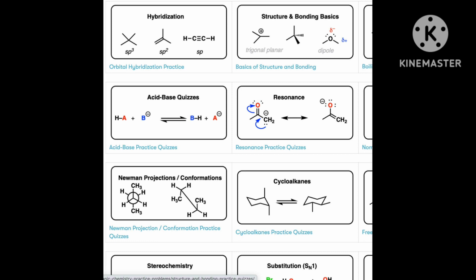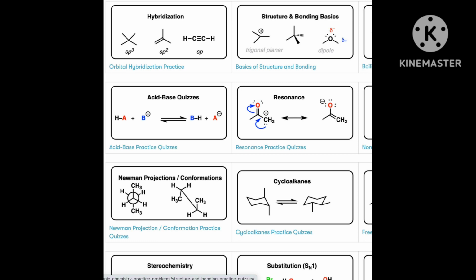I'm talking about the s character. Due to the more s character, it is closer to its nucleus and forms shorter and stronger bonds than the sp3 hybrid orbitals. The sp2 hybrid orbital is intermediate in s character between sp and sp3. sp has 50% s character and sp3 has 25%. In between the two, sp2 will come.